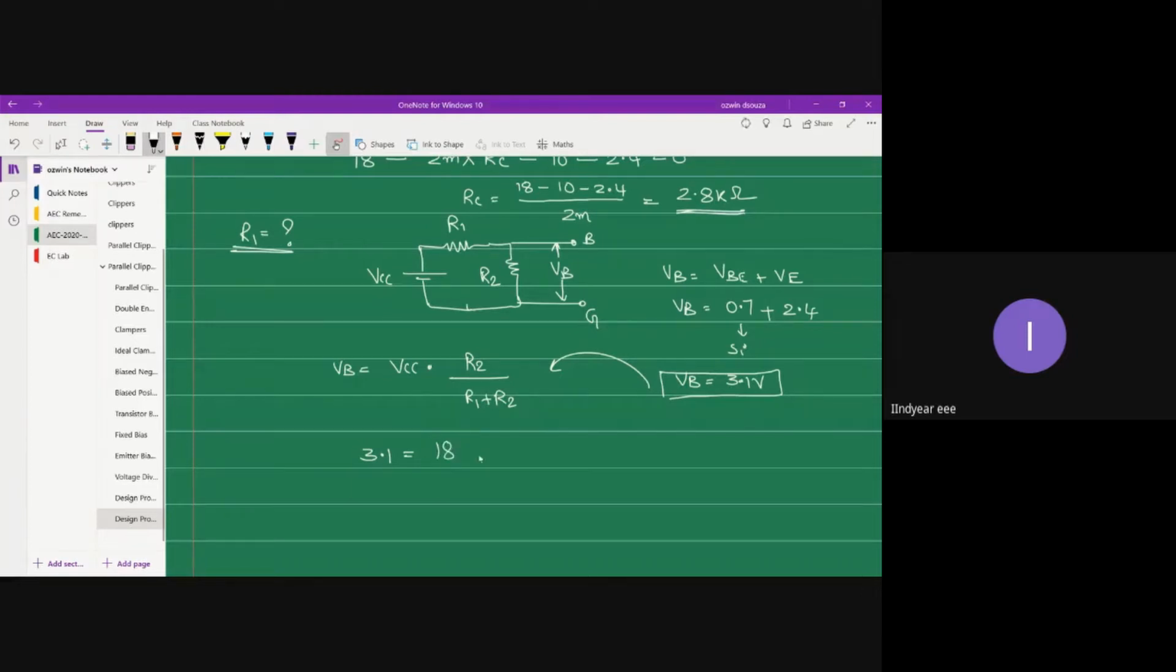So you can substitute this VB result into your previous expression. On the LHS you have 3.1, and on the RHS you have VCC, which is 18, into R2. It is given as 18 kilo ohm, divided by R1 plus R2, so it is R1 plus 18 kilo. Simplify this expression and tell me what you get. When you cross multiply, you get 3.1 into R1 plus 3.1 into 18, that's 55.8K.